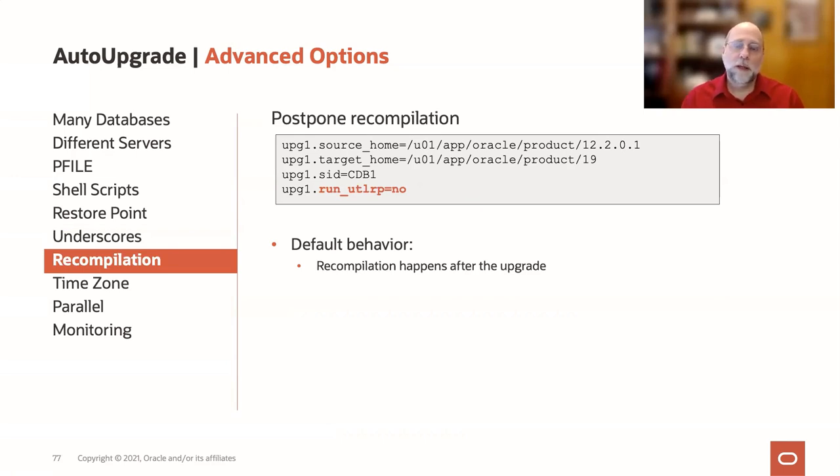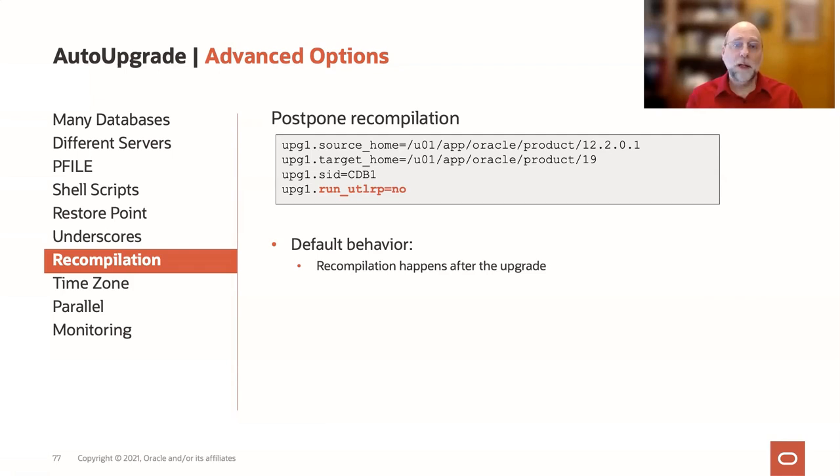Sometimes you want the least possible downtime for your upgrade, and you're willing to let users into the upgraded database even before you've recompiled invalid objects. There is a small segment of customers who will do that. For those customers, we put in a switch that says that we will not consider running UTLRP to be part of the database upgrade. It's still something that you want to do.